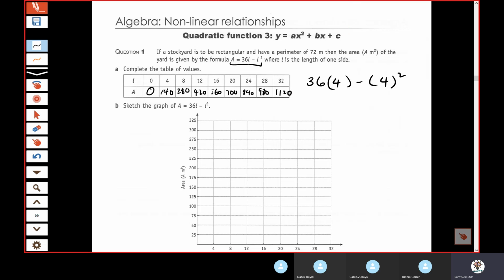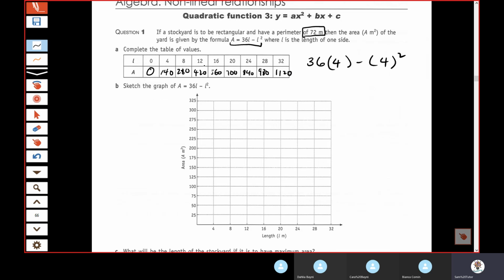If the stockyard is to be a rectangle and have a perimeter of 72 meters, then the area of the yard is given by this formula, where L is the length of one side. Complete the table of values. Sketch the graph of this. And yeah, that's the problem. If I'm going to sketch this, pretty much after 12, it's not going to help much. But well, it is what it is.